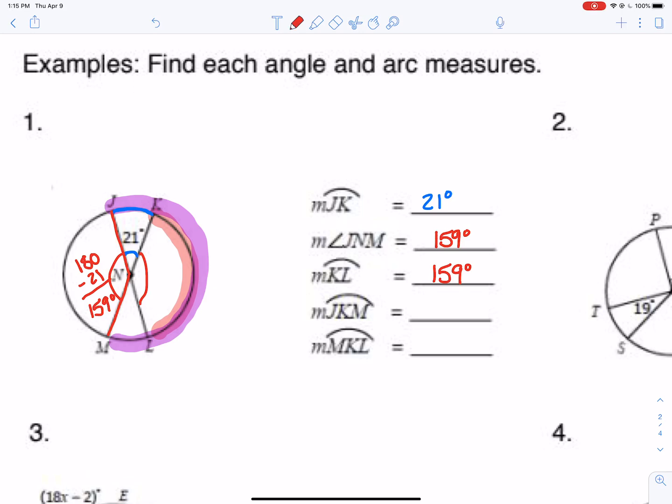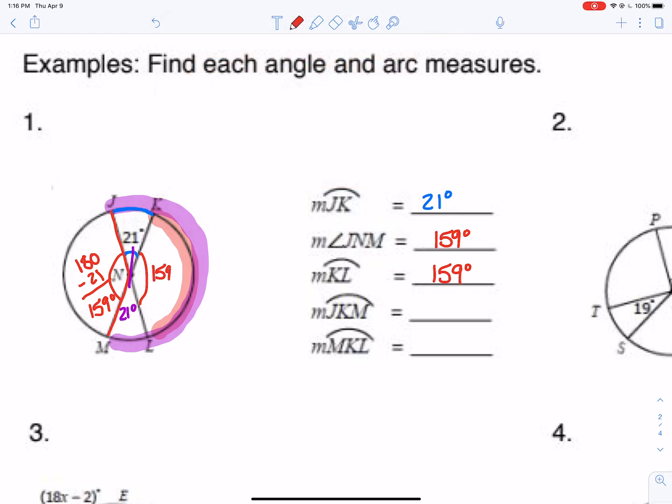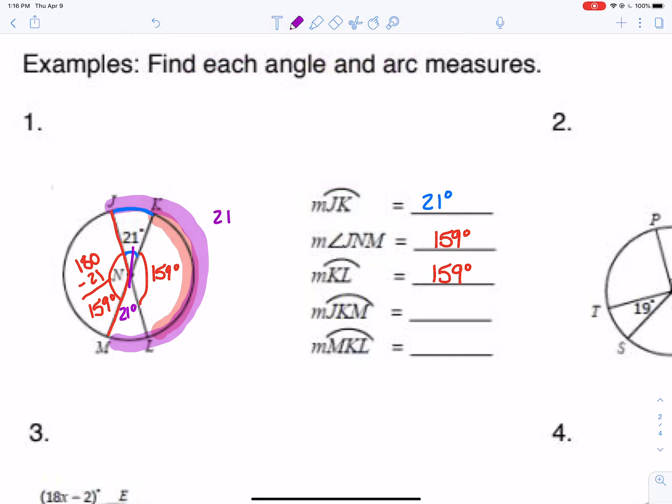And that would give me, let's see, so I have 21 degrees. Directly across would also be 21 degrees. And then I know that the angle right here is 159. So you could just add all that together. We could say 21 plus 159 plus another 21 would give us 201 degrees total for arc JKM.